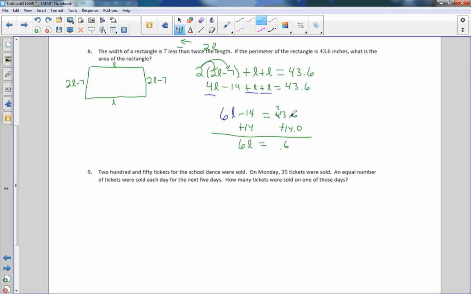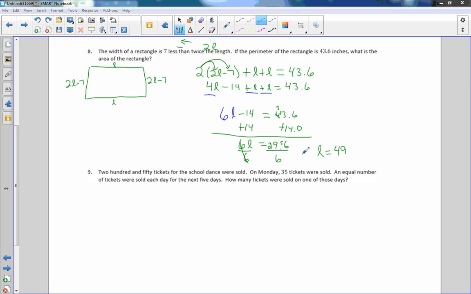4 from 3 reduce. Okay, so I had to borrow from the 4 and get 3. 13 minus 4 is 9. 3 minus 1 is 2. So 29.6. Now I'm going to divide by 6 and divide by 6. These cancel, and I will get L equals 6 times 4 is 24 with a remainder of 5, and 9 times 6 is 54 with a remainder of 2. Okay, so this isn't going to come out very neat.